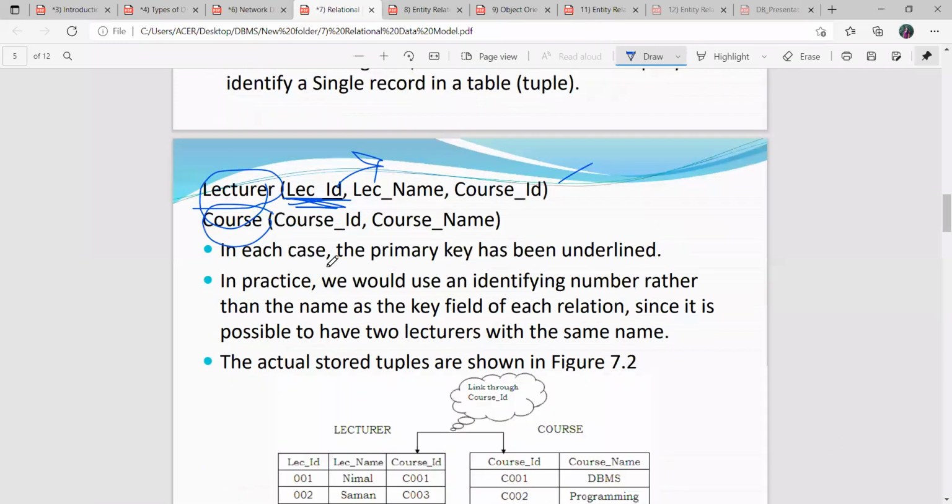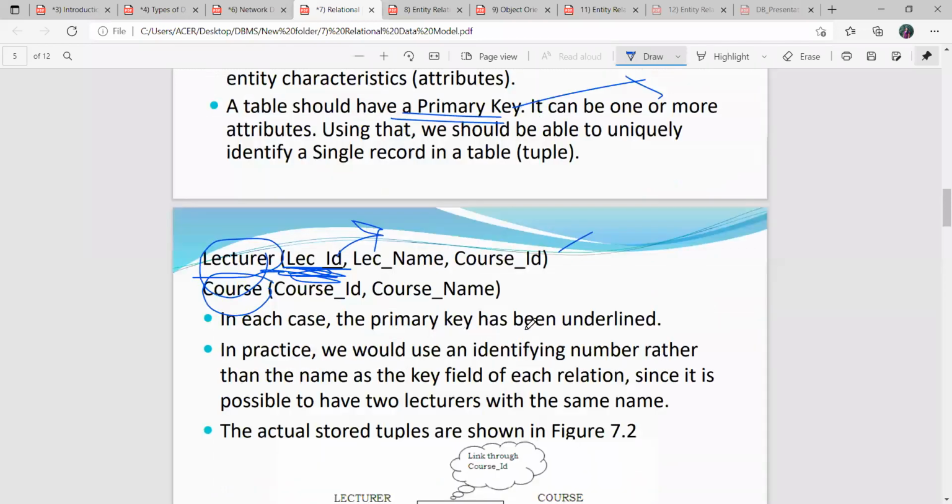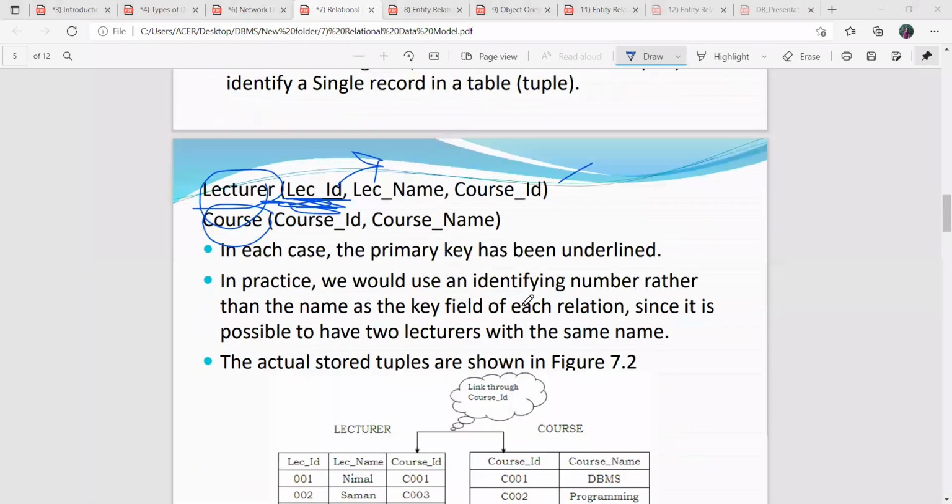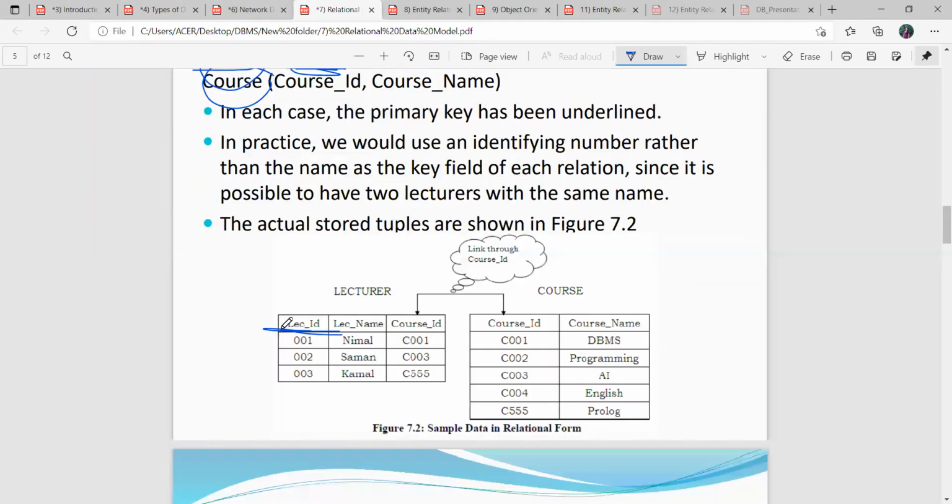So you can see we can underline the primary key. So the primary key has been underlined. In practice, we would use an identification number rather than the name as the key field of each relation, since it is possible to have two lecturers with the same name. So this is an example. In this case, this is the primary key. Okay.